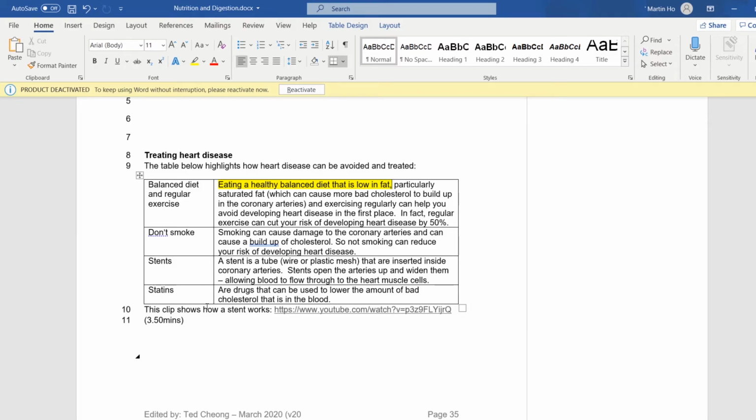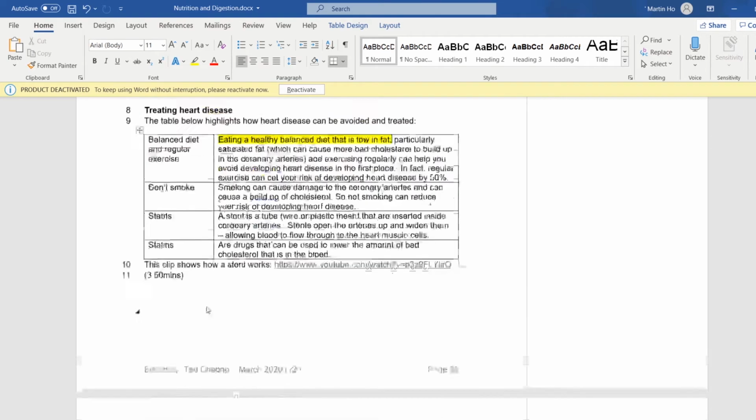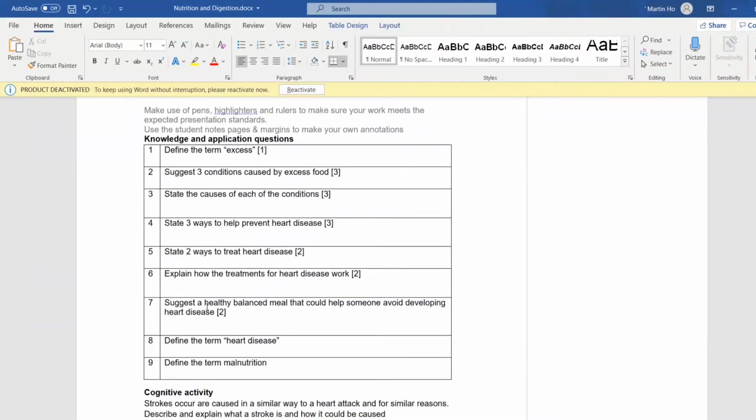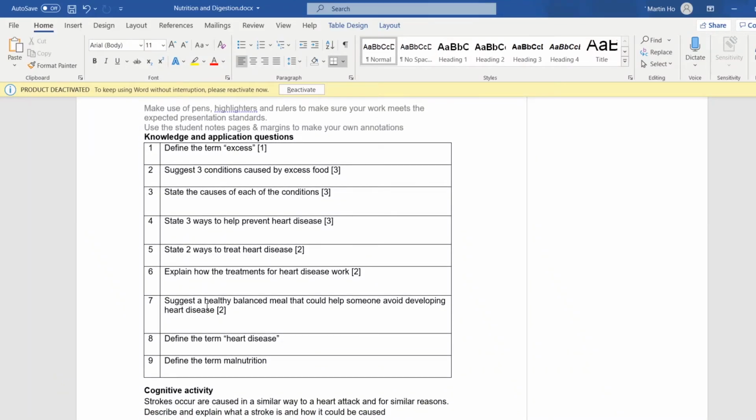Watch the clip below that will be linked in the description section to show how stents work. Once you're finished the video, please complete the last knowledge check. Pause the video here and we'll take it up in just one moment.